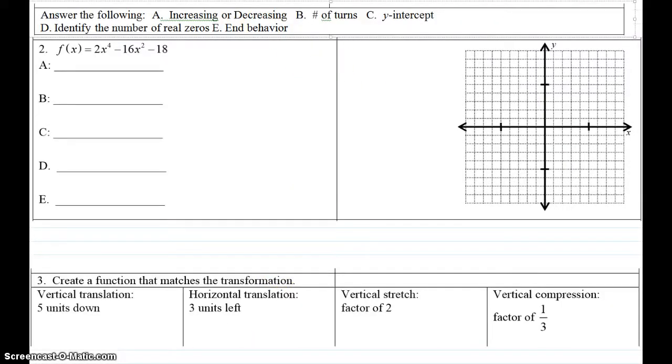Alright, let's look at our next graphing problem. Same thing. We're going to start by looking at it and say, is it increasing or decreasing? Since this is a positive leading coefficient, we know that it is going up, so it's increasing. Now let's look at the number of turns. And so the number of turns is determined by the highest degree. And so it's 4 minus 1. And so that means at most we're going to have 3 turns.